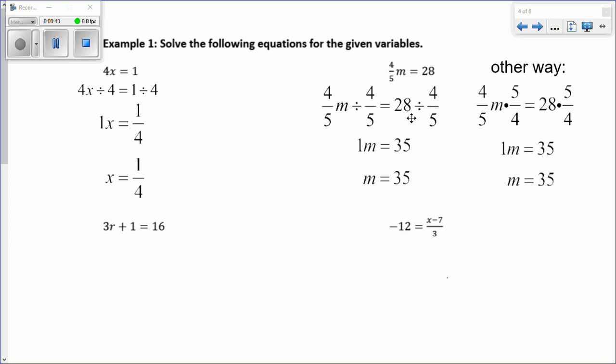Because this gets a little dicey when you're dividing by fractions, especially in the calculator. So just be prepared. Just understand they mean the same thing. It's just this way is a little bit cleaner.